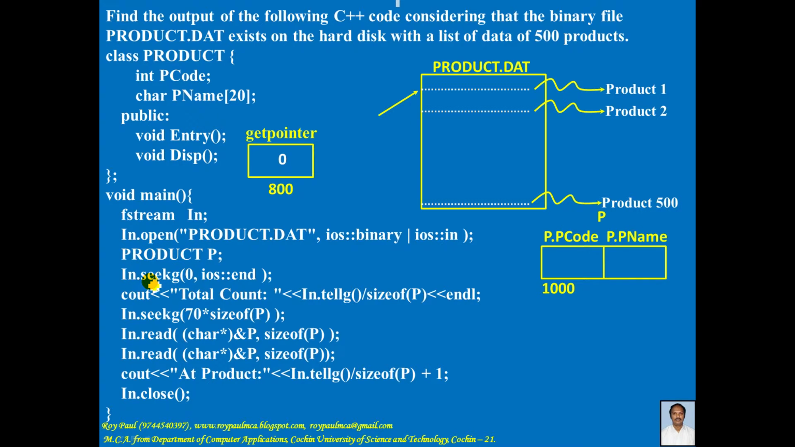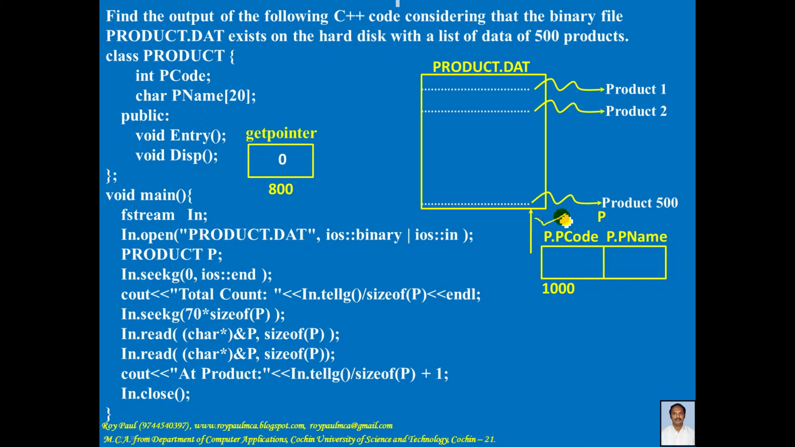Now after this, seekg. It is used to change the file pointer. And how does the change occur? The second argument is ios::end. So from the end of the file, the pointer is moved by 0 bytes forward, which means now the file pointer is at the end of the file. So the file pointer reaches the end of the file.